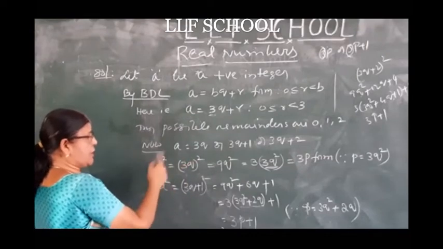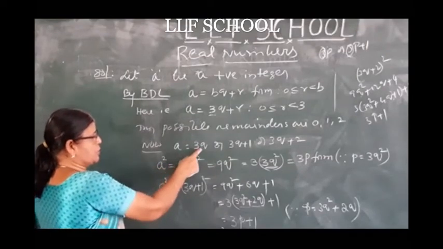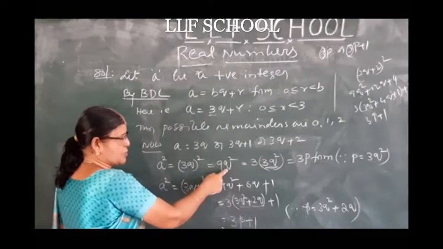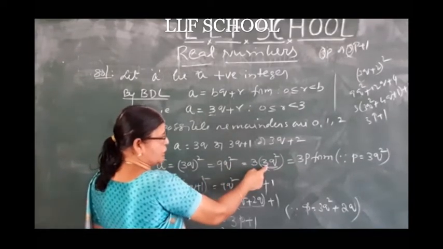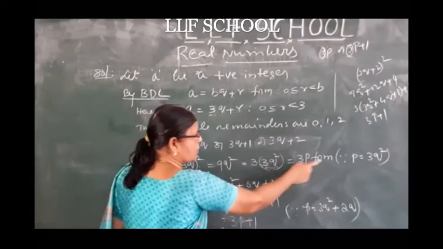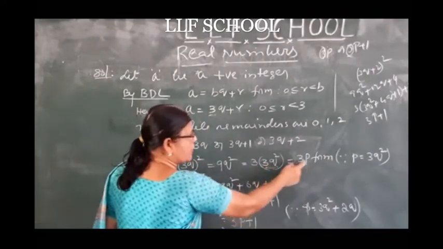Now take the square of the positive integer. a square is equal to 3q whole square, that is 9q square. Only 3 is common in it; 3 divides it 3q square times. Let this 3q square be some integer p. Then 3 into p, which is of the form 3p.